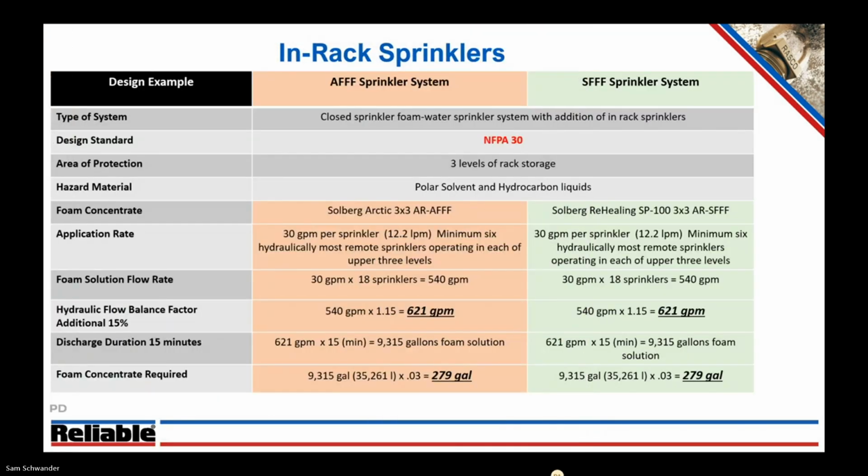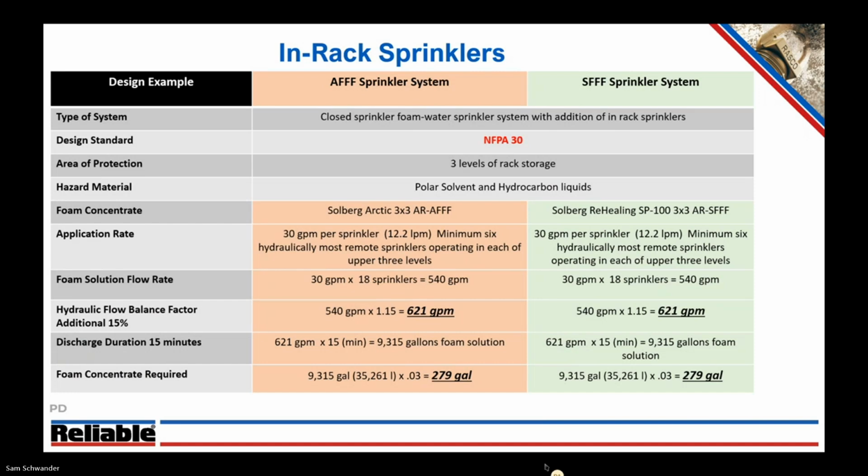For the in-rack, because of the way NFPA 30 is written, they are calling out a flow per head, not necessarily an application density. And because the standard is calling out a flow rate per head, that 30 GPM, we're going to consider that as being the same, right? So 6 most remote heads per level of rack for this example, and we're going to get our flow rate based off of that and our runtime for the concentrate required for the in-rack.